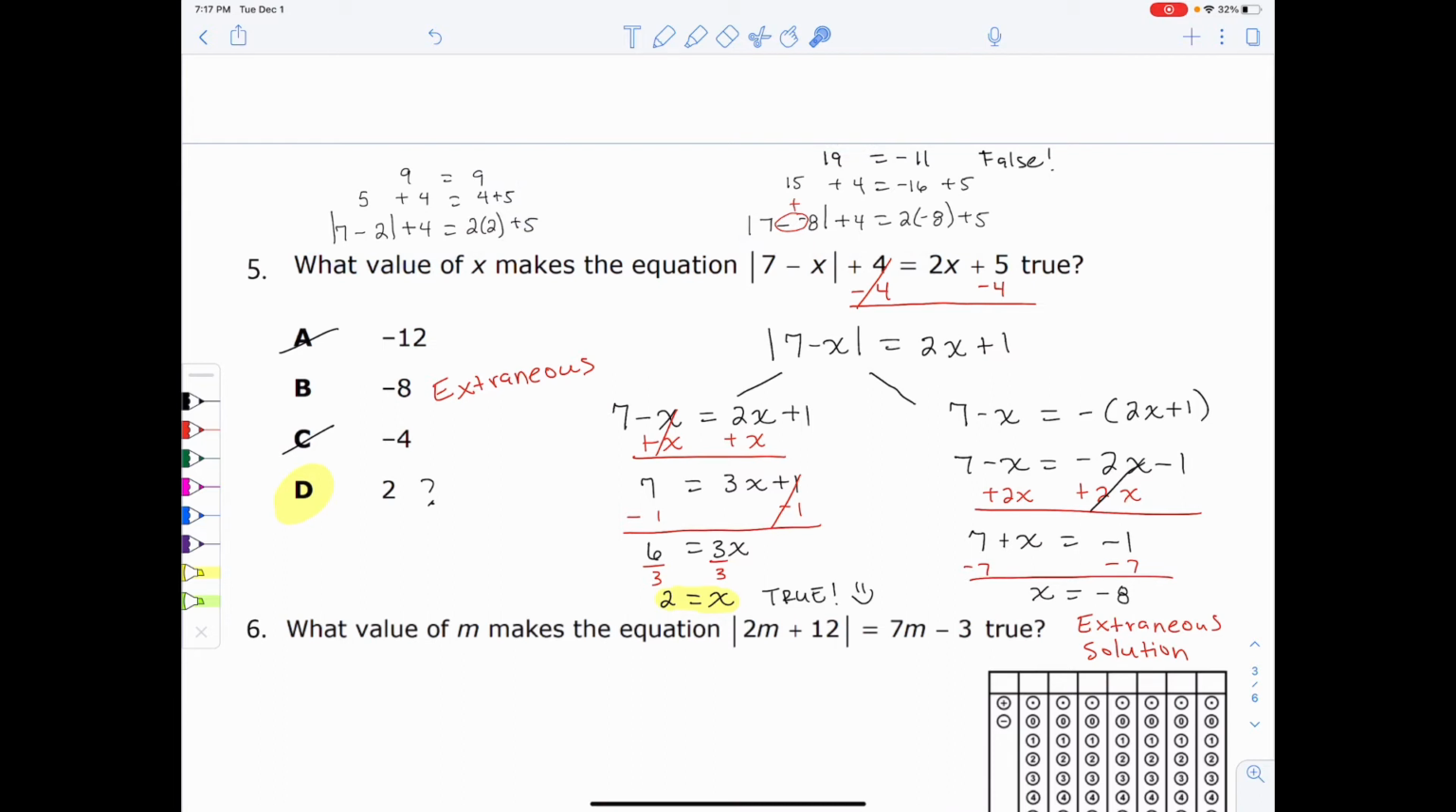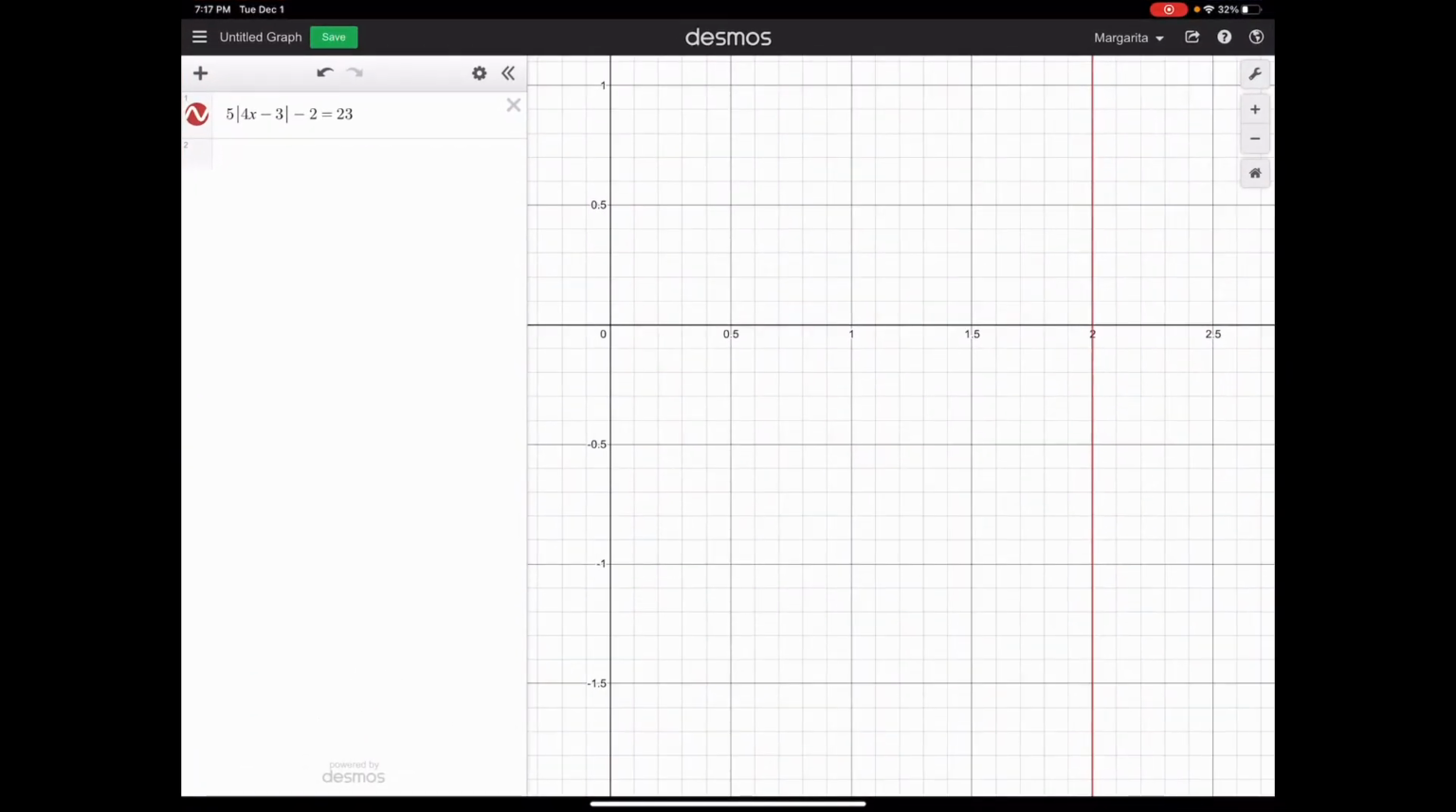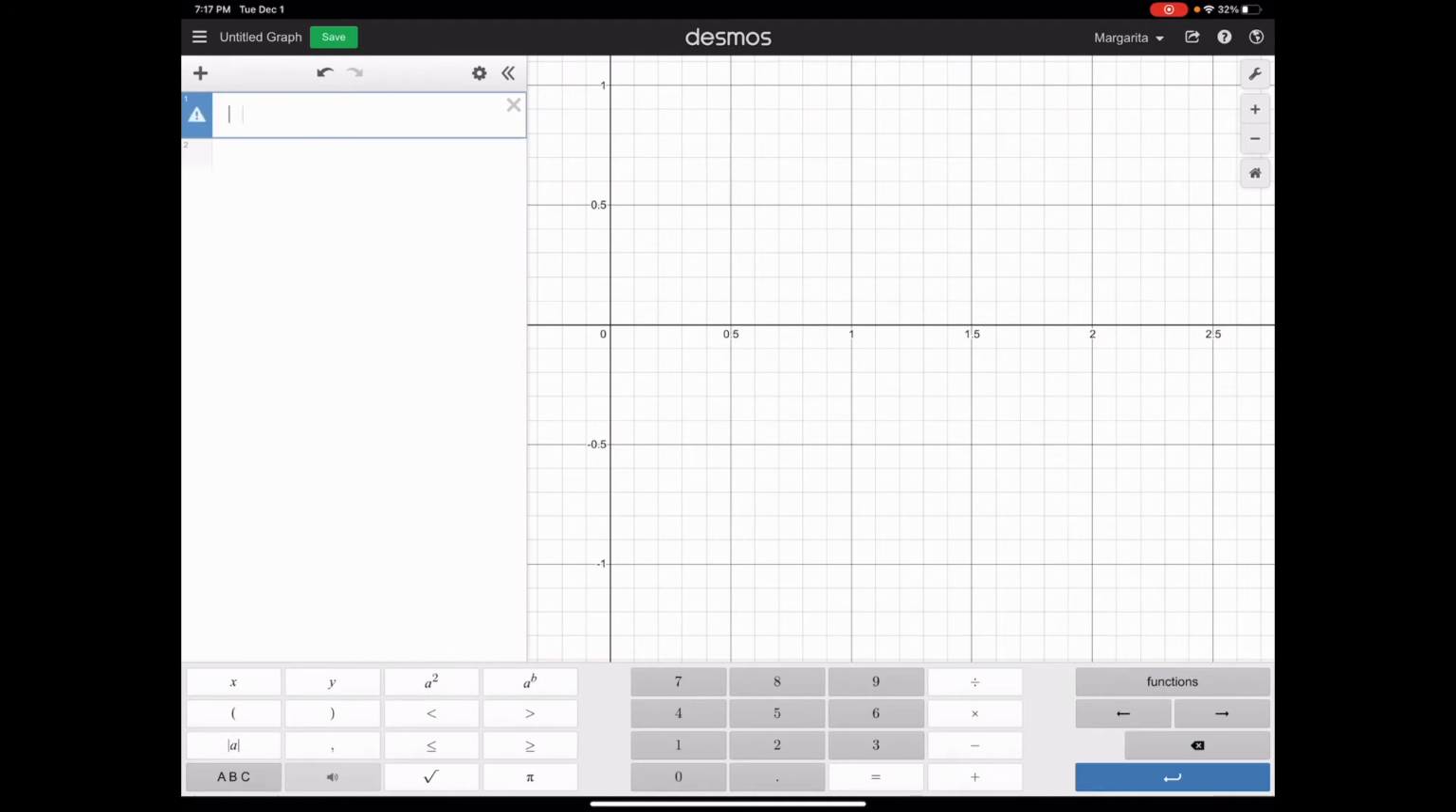However, you can quickly check this by just using decimals, okay? And when you plug it in decimals, it's only going to show you one x-intercept. So 7 minus x, plus 4 equals 2x plus 5.